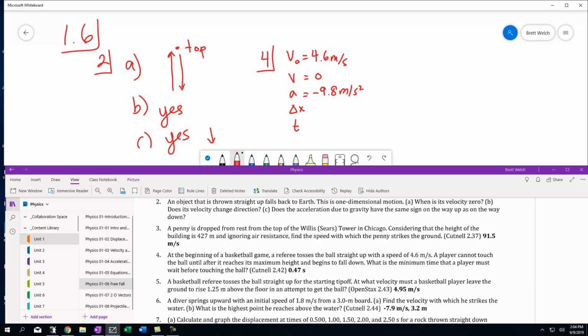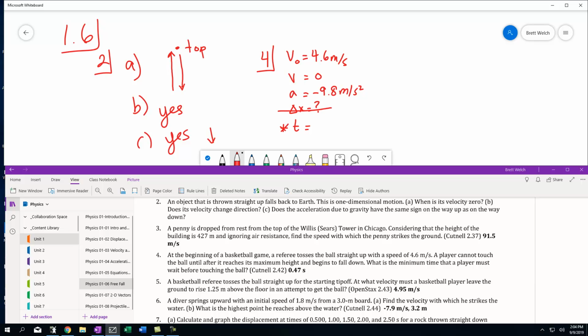And the question we're being asked is, what's the minimum time the player must wait? So right now we're not asking what's the height, although we should be worried about that, because if the basketball player can't jump that high, that tells us a little bit about when they should time their jump. But assuming that it's within reach, how long does a player have to wait before they touch the ball? Now they're going to want to jump before this point, but we want to time that just right. And so we're looking for the time here.